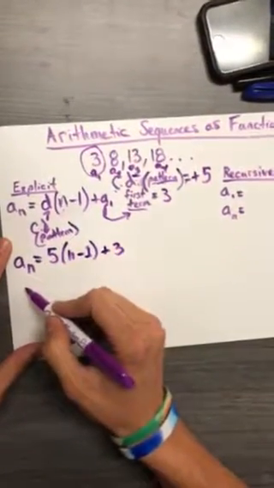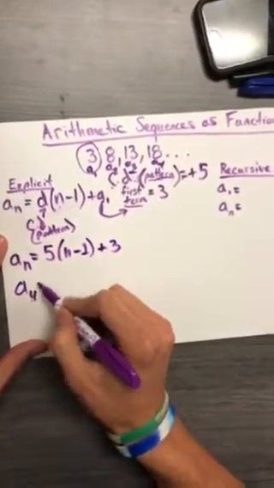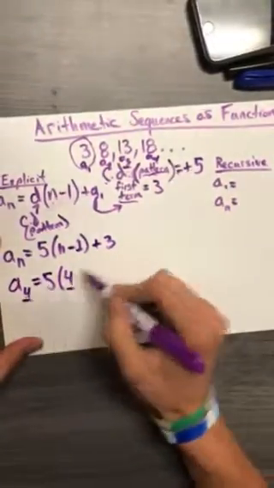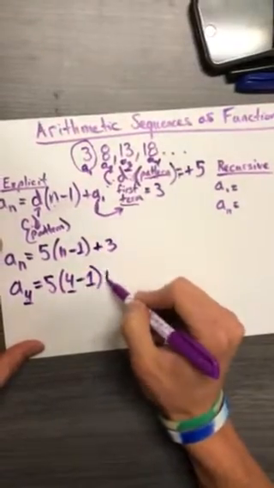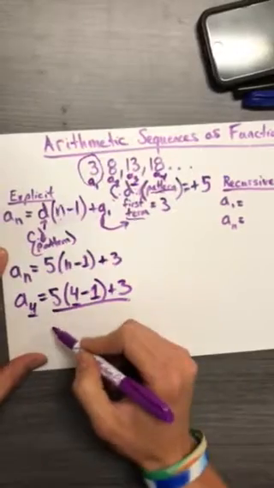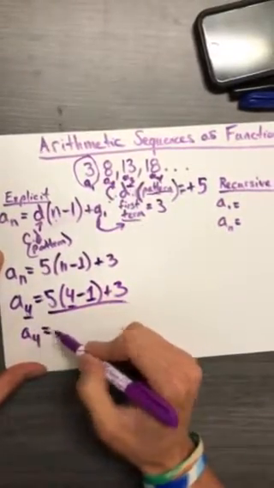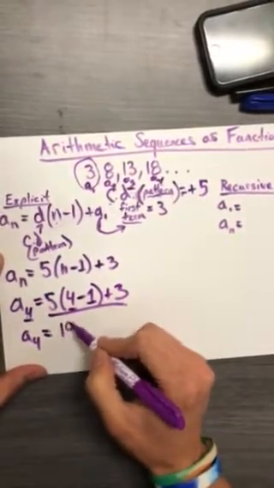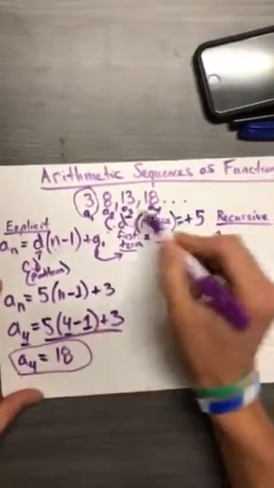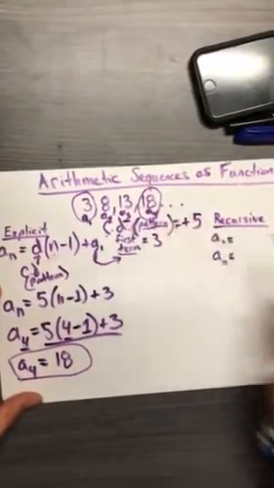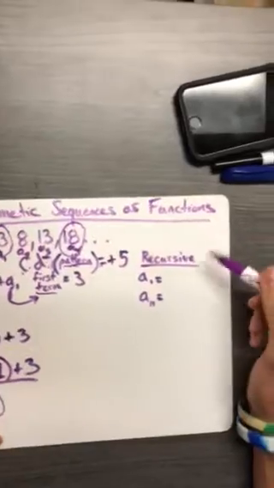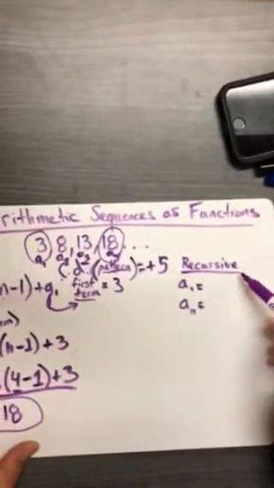If I want to figure out the fourth term, I plug in 4 for n. You see I plugged in 4 here and here, and everything else in the equation stays the same. You plug this in your calculator to solve, and a sub 4 is going to equal 18. Is 18 our fourth term? Yeah, that's our fourth term, 18. So that matches.